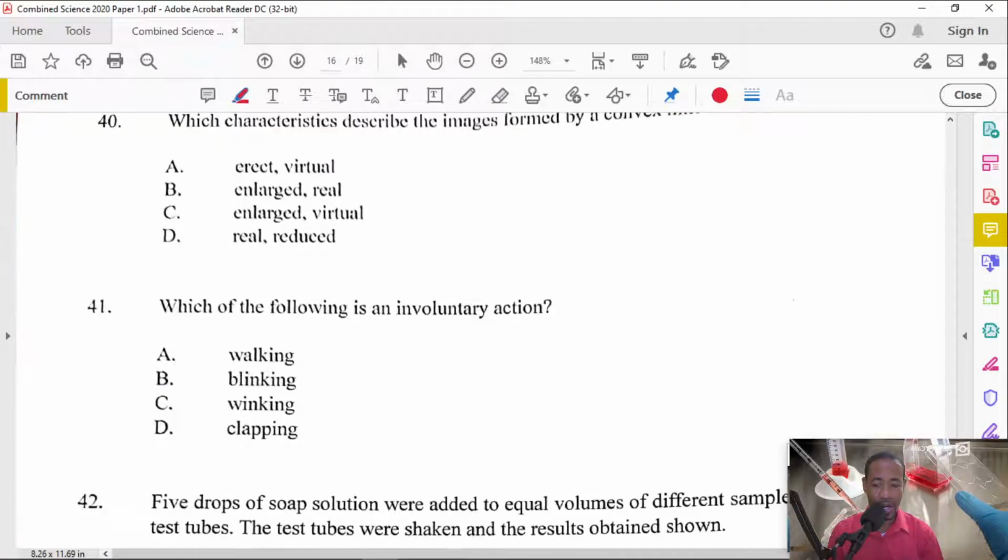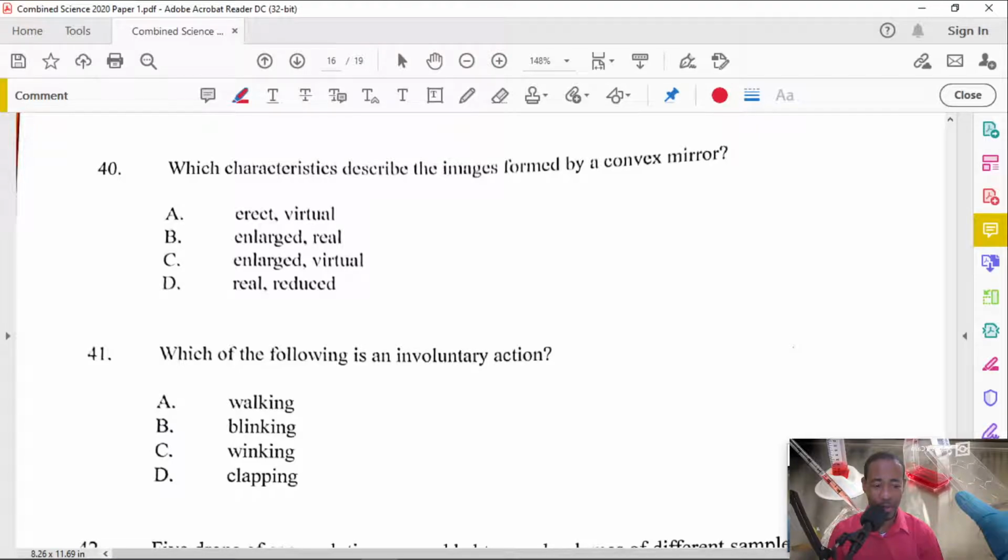All right, let's look at question number 40, and we will soon reach the end. Question number 40 asks, which characteristic describes the images formed by a convex mirror? A convex mirror, of course, is curved. If you think about behind the mirror, the curve goes forward where the object will be. For this type of mirror, all of the images will tend to be erect and vertical. So erect and vertical will be our correct answer. So option A is our answer there.